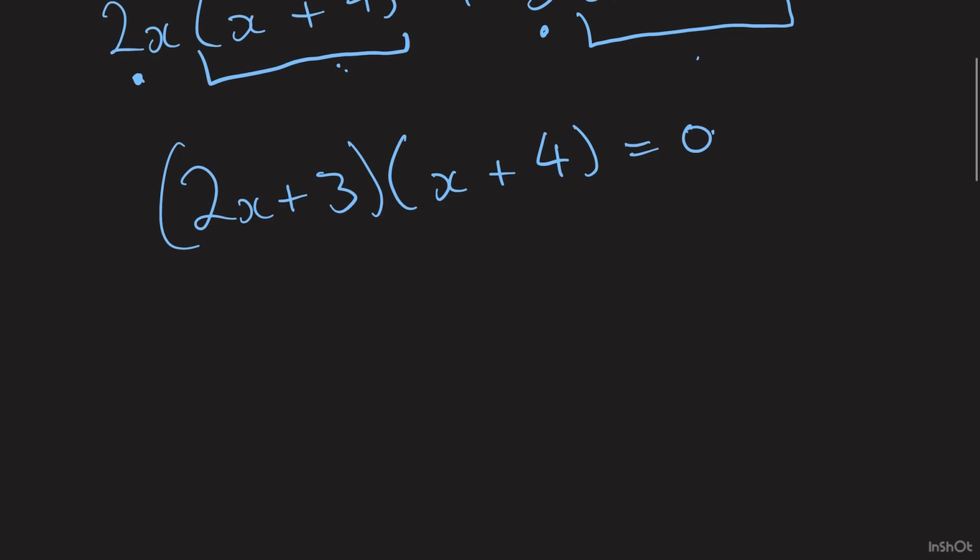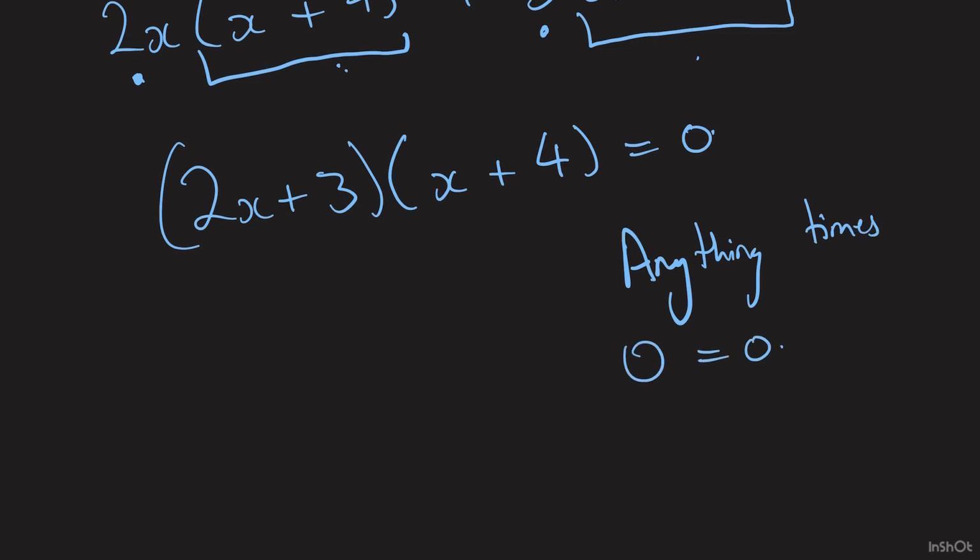Now to solve this equation, we have to understand the concept that any number times by 0 equals 0. So if I make any of these brackets equal 0, it doesn't matter what the other number is in the other bracket, because anything times 0 equals 0. Okay, so now let's solve these equations. Write 2x plus 3 equals 0, and x plus 4 equals 0.